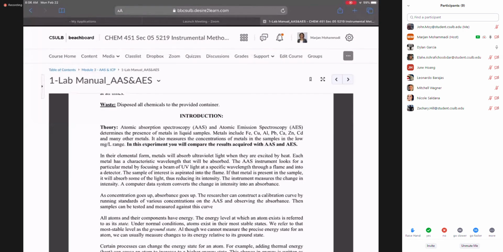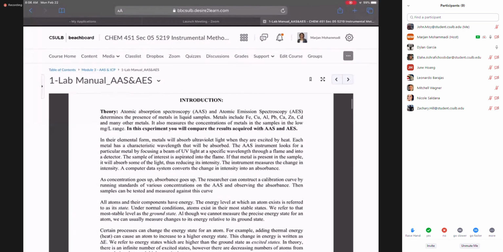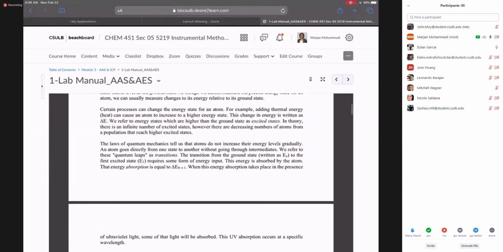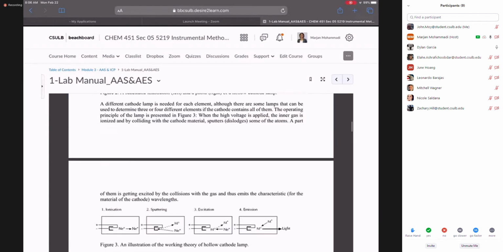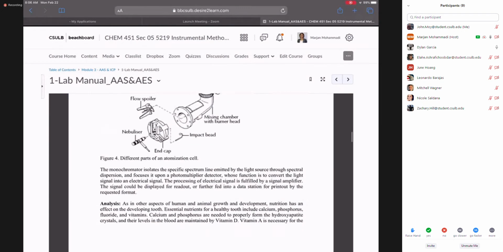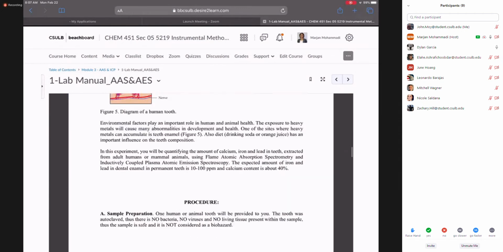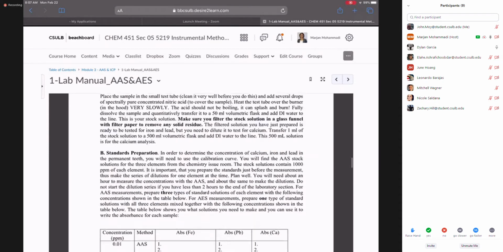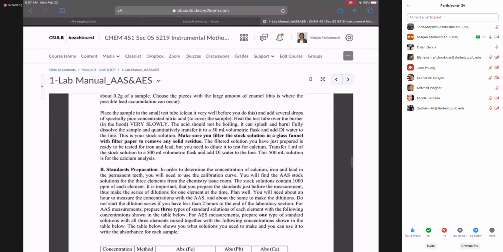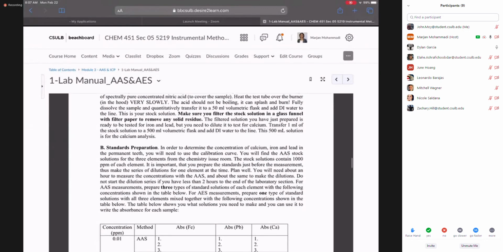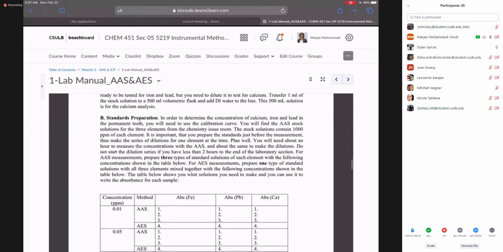Okay, so the introduction, of course, is talking about the concept behind atomic absorption and atomic emission. What was this about? How we are going to do this process right there. So, of course, it's based on the Beer-Lambert facts and concept. Then it's going to reach the experimental part.